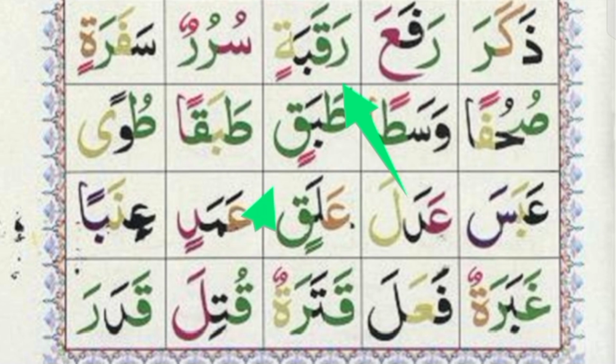Ra fatha ra, qaf fatha qa, raqa, ba fatha ba, raqaba, ta double kasratin, raqabatin. If you stay, raqabah, raqabah. The last ta with double kasra will be converted to ha. Then we will read it as raqabah.